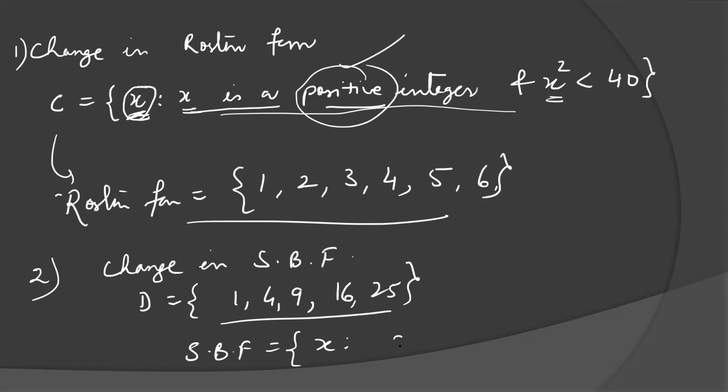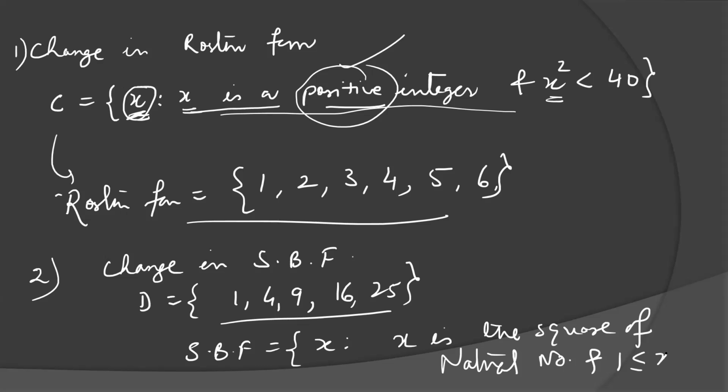x is the square of a natural number and 1 less than x less than or equal to 5. So we have to take only the natural numbers which lie between 1 to 5, and we have to collect the square of those natural numbers. That will give you the roster form.